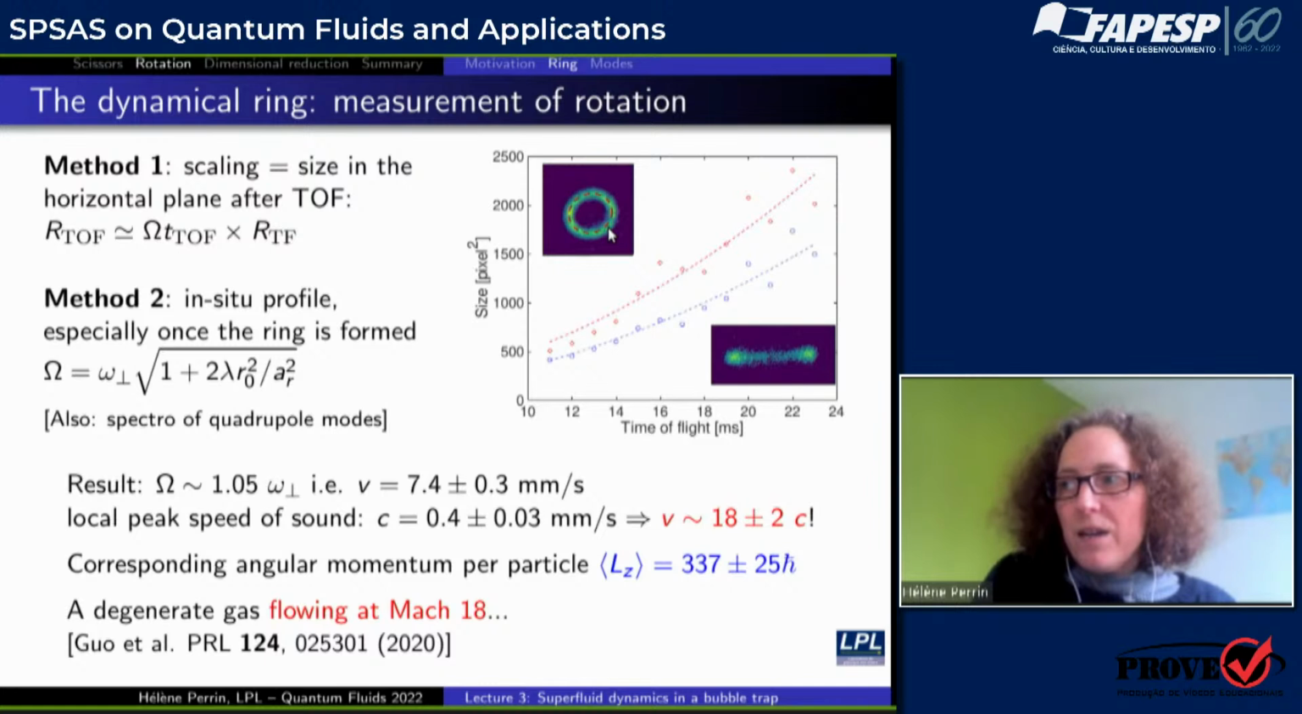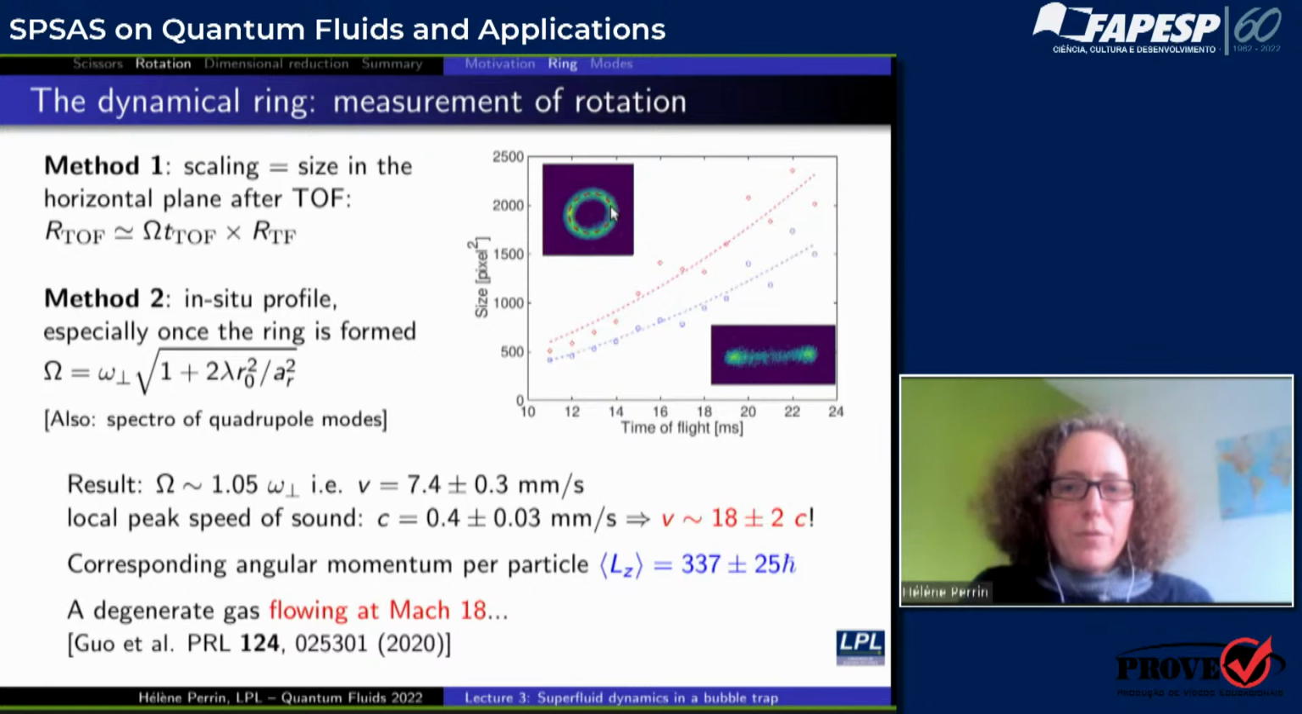The second method is to know that you have the bubble potential, you know it very well, and you correct with the centrifugal potential. Just by measuring the radius of the ring, you can deduce the rotation frequency, because it is the frequency that gives you this potential with this minimum because of the centrifugal force. Both methods agree, and we find that the atoms rotate a bit faster than the trapping frequency with a linear velocity of a few millimeters per second. In this case, it's 7.4 millimeters per second.